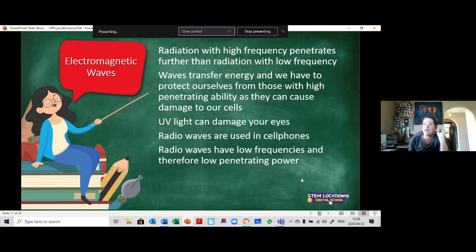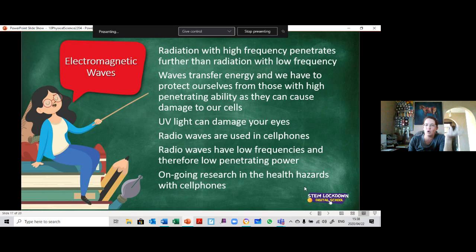Okay, so they have low penetrating power. Now, that's not to say that they don't cause damage. Radio waves can cause damage. Any wave can cause damage.